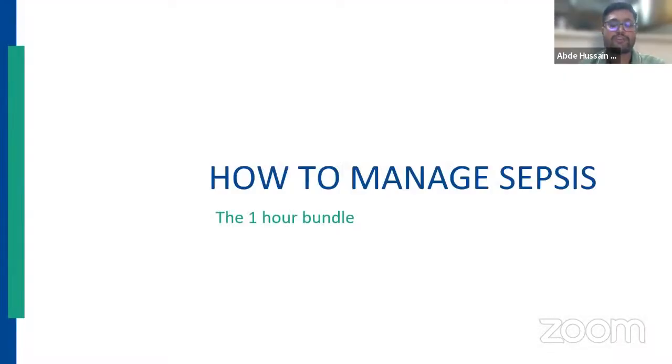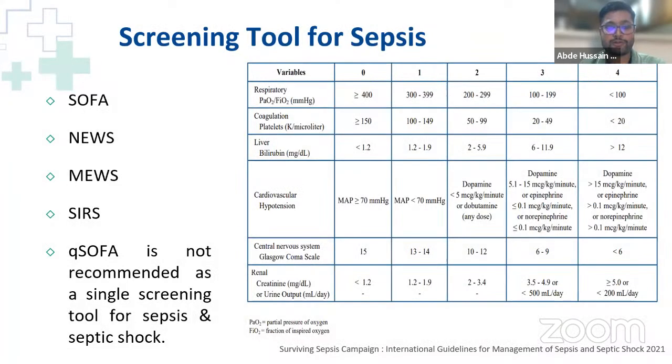Now, coming to management of sepsis, the 1-hour bundle. First we need to identify sepsis. There are various scores that are available, such as SOFA, NEWS, MEWS, and SIRS. With the recent guidelines, qSOFA has not been recommended as a single tool for identifying sepsis.